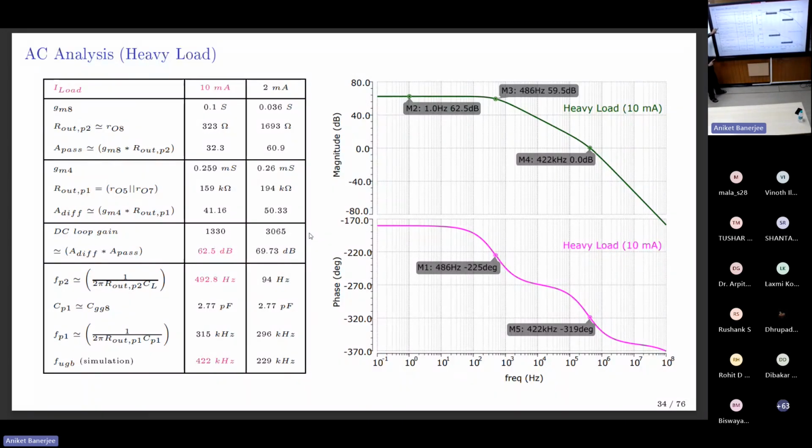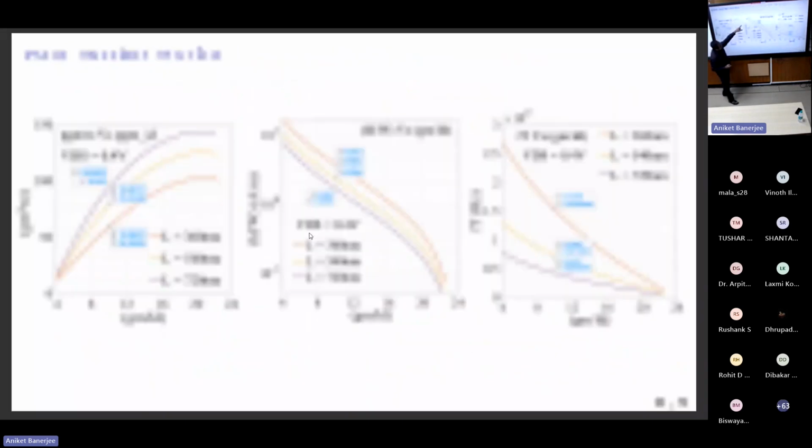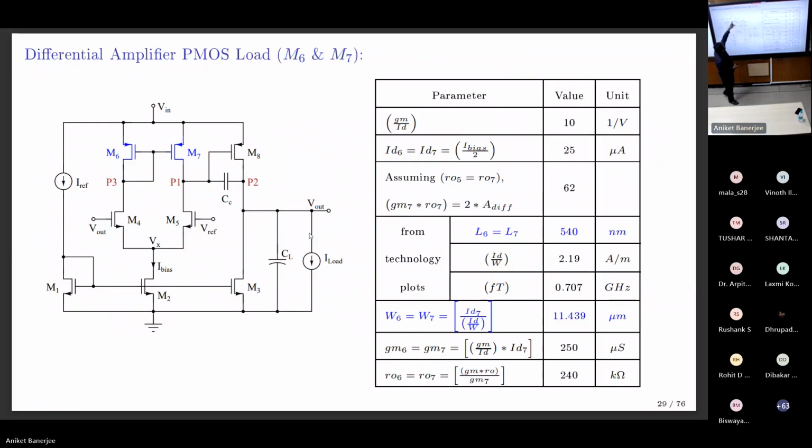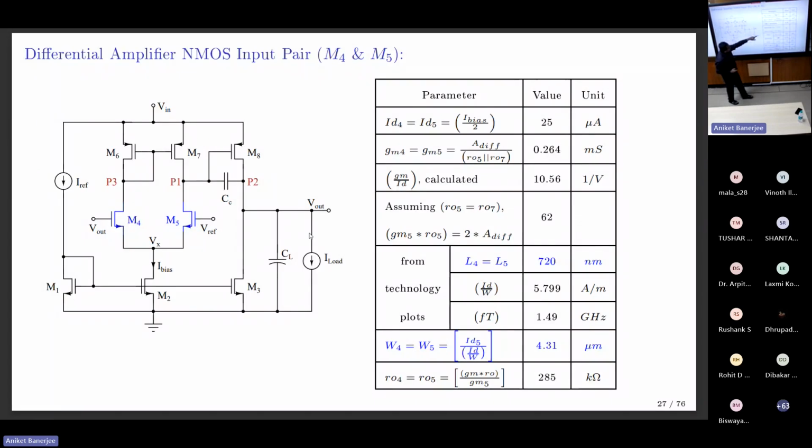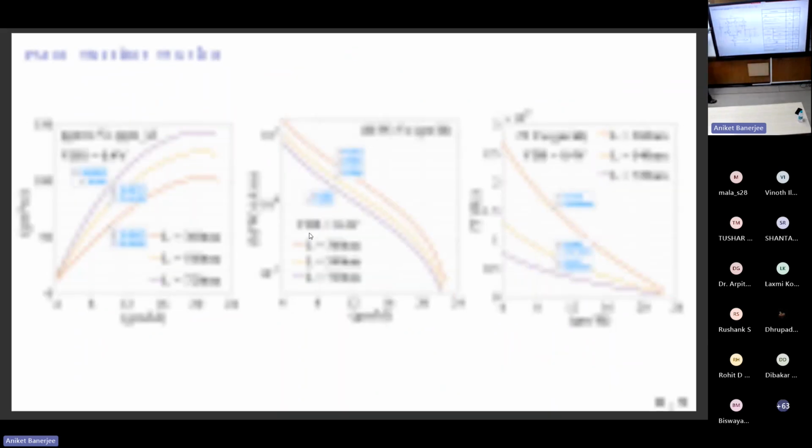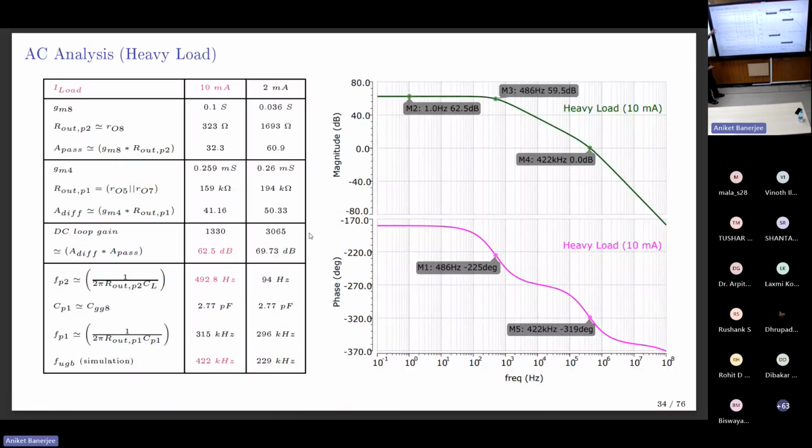This is the diffamp DC gain. GM4 we designed for 0.2. If you see the diffamp with NMOS input, PMOS load, the GM number we designed for is 0.264. If you look at the DC operating point, it is 0.259. 0.26 becomes 0.259. At first time you get everything on top. ROUT, RO5 parallel RO7, is 159 kilo ohm, which we did not design for.